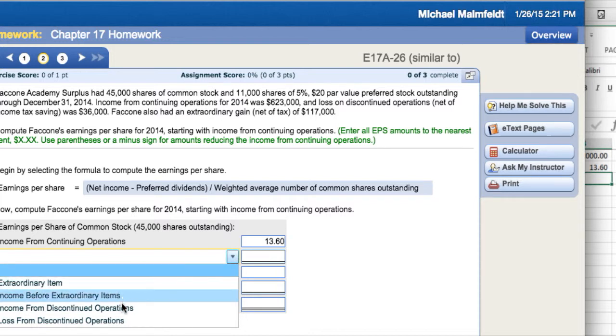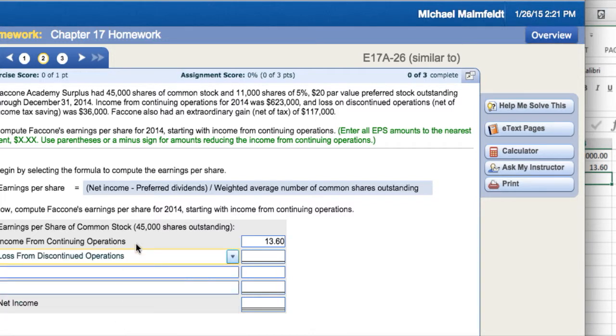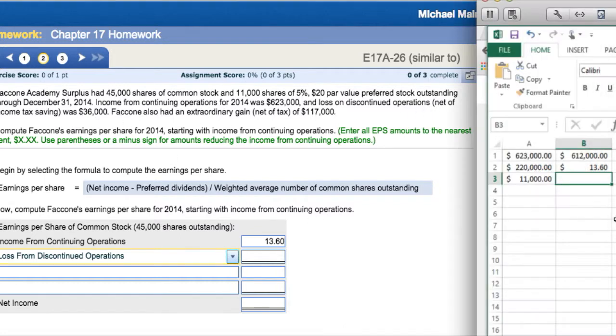Next item is going to be my loss from discontinued operations. As we see right here, we have a loss on discontinued operations, net of income tax saving of $36,000. So, since I already subtracted out the preferred dividends here in this equation, all I'm doing with this loss from discontinued operations is dividing it by the number of shares outstanding. So I will take the amount they gave me as the loss, which is $36,000, divided by number of shares outstanding, and I get a loss of 80 cents.